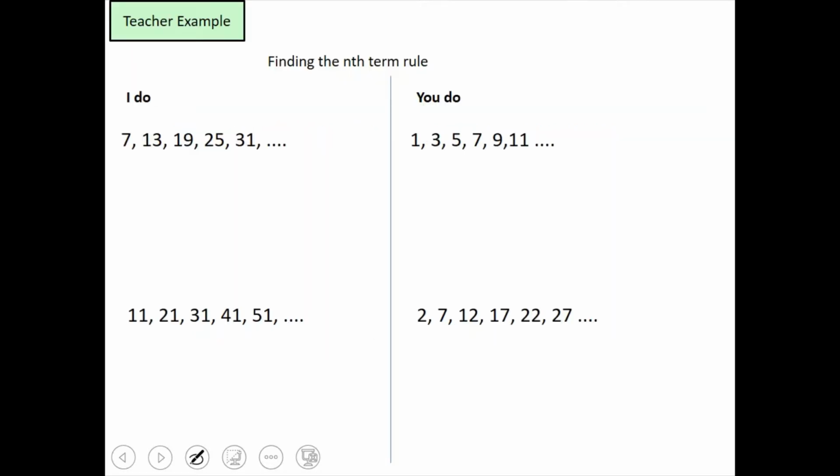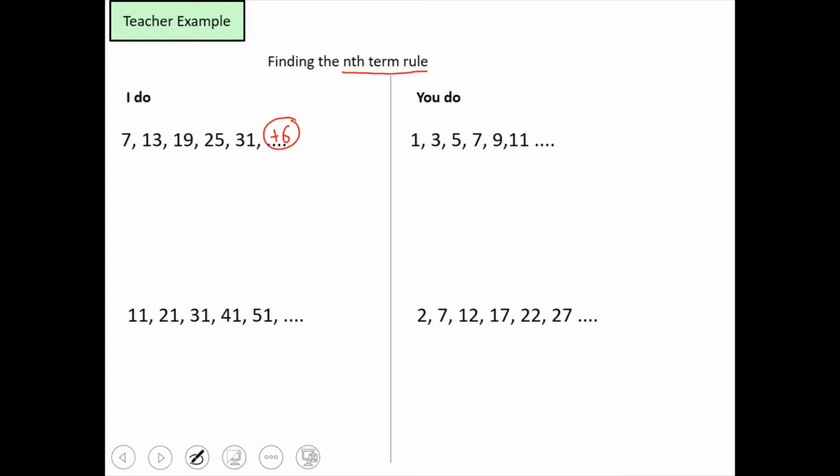Now, what we're going to be looking at today is the nth term rule. It's quite important you remember what the question says. It's the nth term rule. If you look at the first question, like we did in our previous questions, it's 7, 13, 19, 25, 31. I know every single time my rule is to add 6. I'm adding 6 every single time.